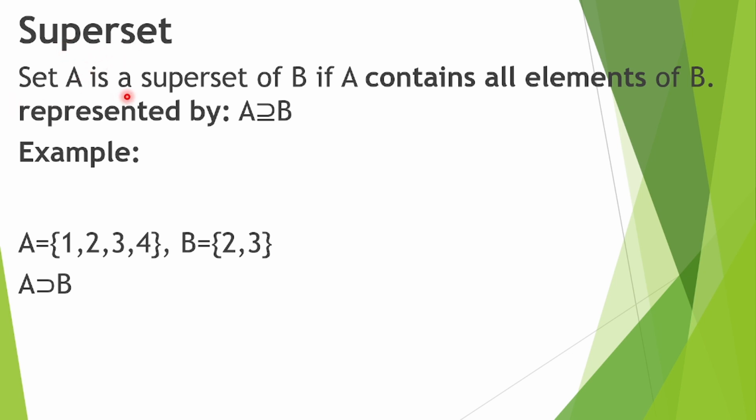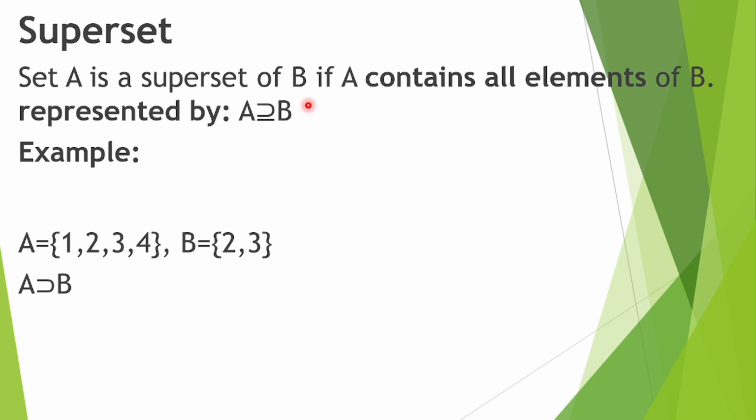Superset. Set A is a superset of B if A contains all elements of B. Represented by A ⊇ B. So for example, if A is equal to {1, 2, 3, 4} and B is equal to {2, 3}, all the elements of set B are present in set A, that is 2, 3 over here. So A is called the superset of set B.